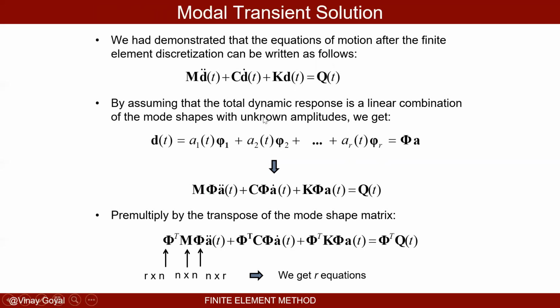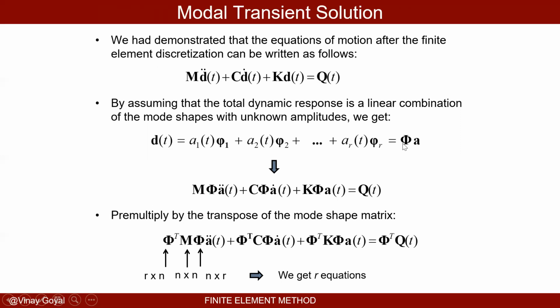So I assume the total dynamic response is a linear combination of mode shapes with unknown amplitudes. I know the phi bolds because I know how to get the mode shapes. The only thing I don't know are these unknown coefficients. Then I have phi bold times A bold. And notice I'm just selecting R of them, like I said before, a truncated set of mode shapes. So what I'll do is substitute into this equation here. D bold will be substituted with phi bold times A bold.